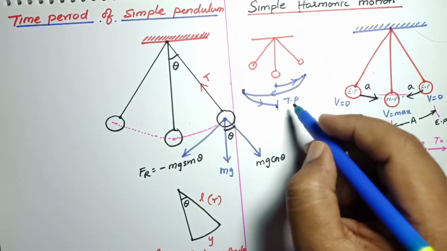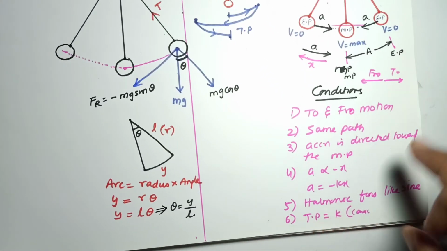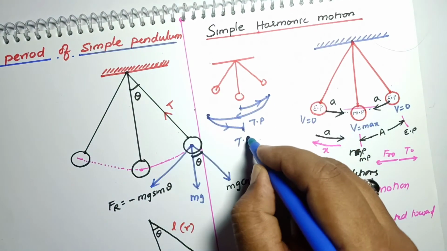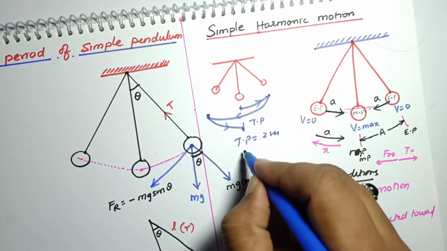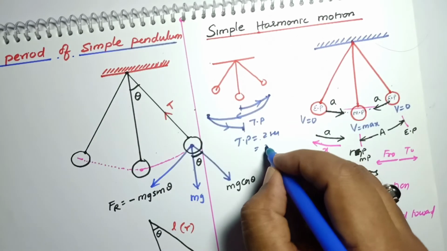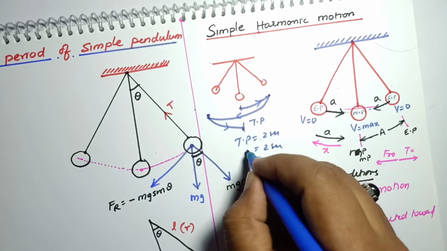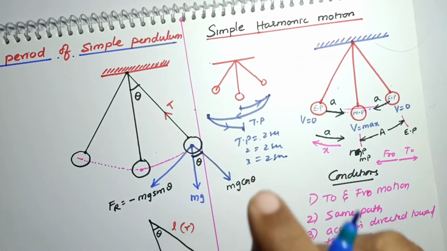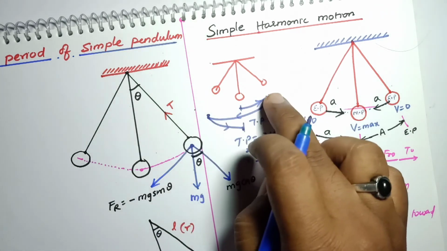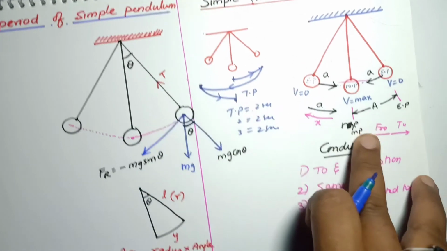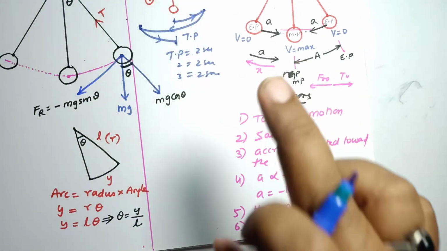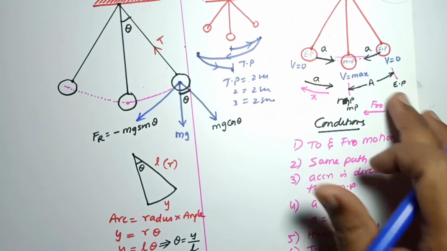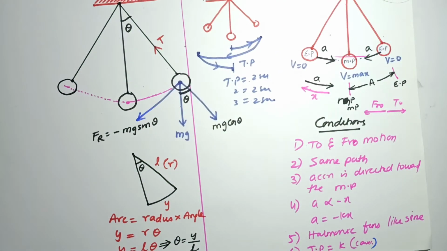Mean to extreme, extreme to the other extreme, and the other extreme back to the mean position is one complete oscillation. This is called the time period, and the time period is constant for every oscillation. For example, if in this oscillation the time period is 2 seconds, then for the second oscillation also it is 2 seconds, and for the third oscillation also 2 seconds. If the time taken for each and every oscillation is constant, we call the time period constant in simple harmonic motion. These are the basic conditions you need to understand in simple harmonic motion.